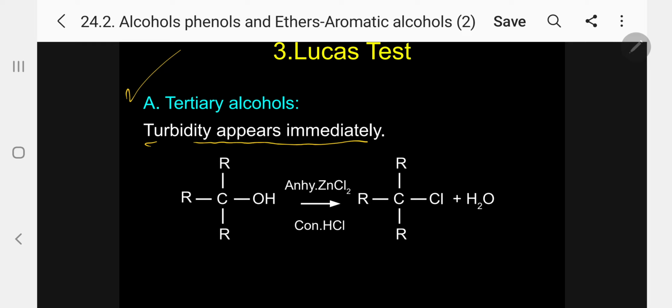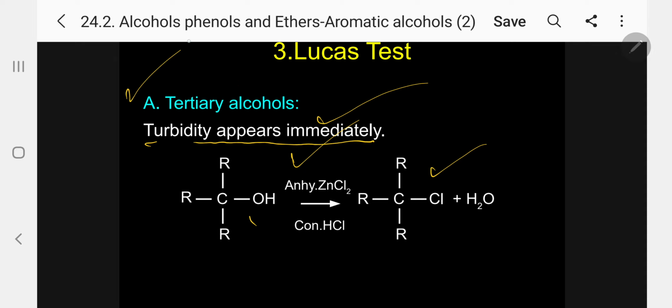Turbidity appears immediately. That means you take the alcohol and add anhydrous zinc chloride and conc. HCl. Immediately the substitution takes place. OH is substituted by Cl. The corresponding halide is formed, which is insoluble in water. You can see it as turbidity. Please follow. Turbidity appears immediately.